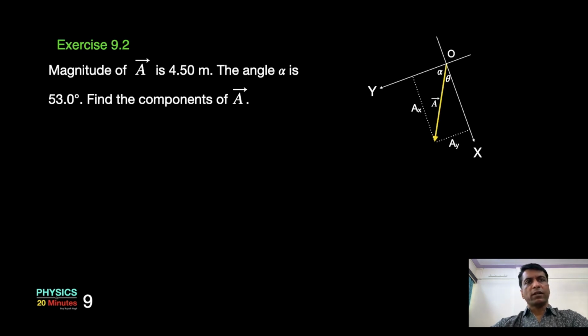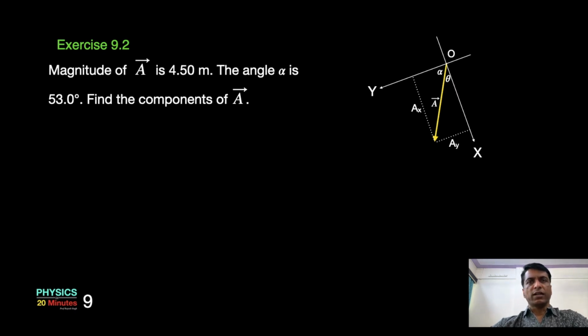Let's take another example to understand these concepts. The magnitude of vector A is 4.5 meters. The angle alpha is 53 degrees. Find the components of A. The diagram is given to us.